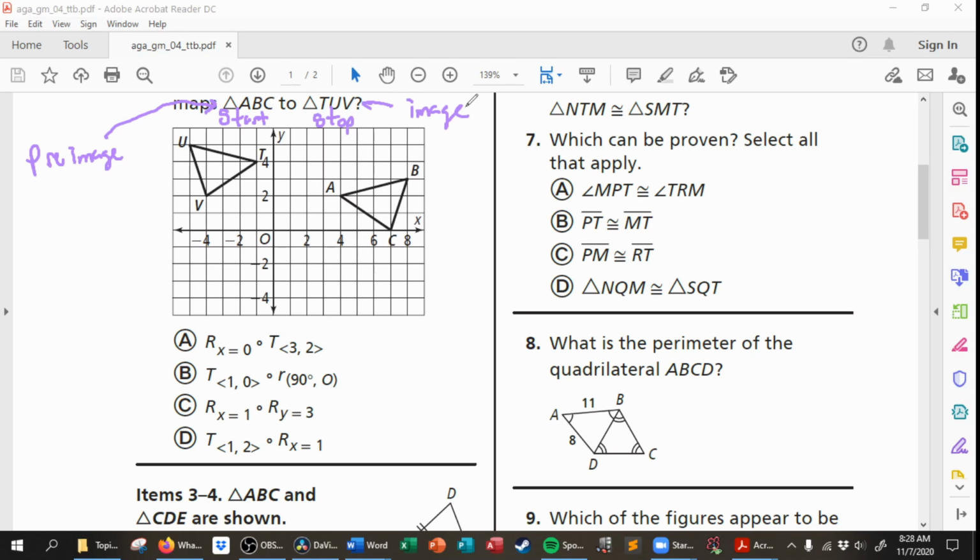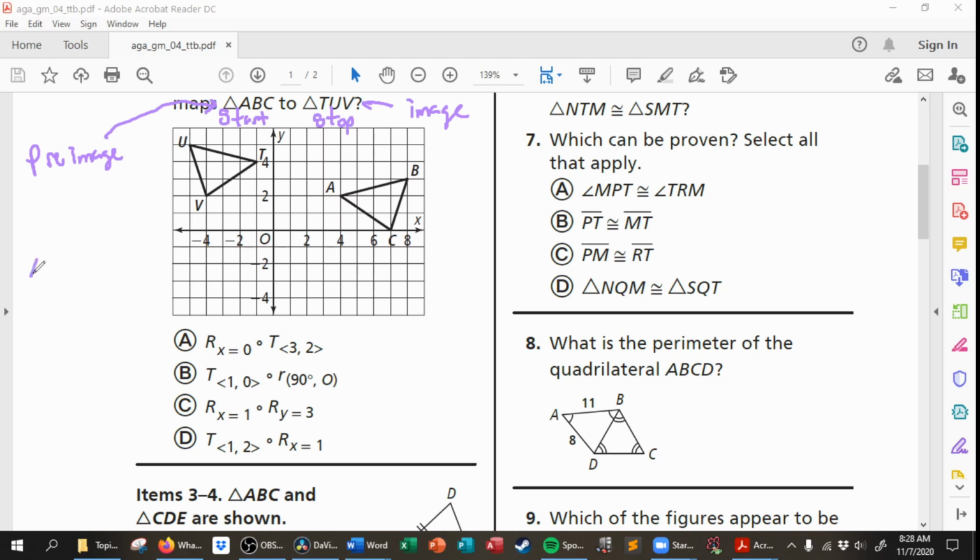So before I even look at my options or do anything, I'm just going to verify with myself that we're moving this one to here to map it on. I'm going to look at a couple other things. It looks like A and T. It doesn't look like, we know for a fact.